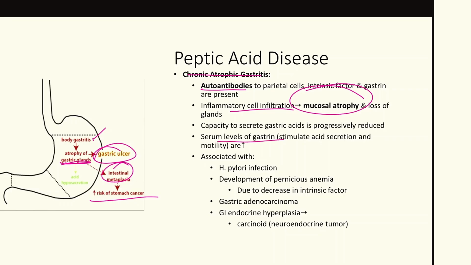Serum levels of gastrin are increased. Gastrin goes up. What is gastrin going to do? Gastric acid secretion. So acid secretion goes up. Peptic acid disease is associated with H. pylori. So there's a bacterial infection causing the ulcer to form. Pernicious anemia: we lose our intrinsic factor even being made in the stomach, therefore less B12. Gastric adenocarcinoma and GI endocrine hyperplasia, which is a neuroendocrine tumor, are also complications of peptic acid disease.